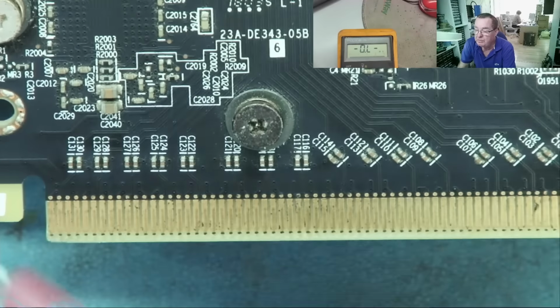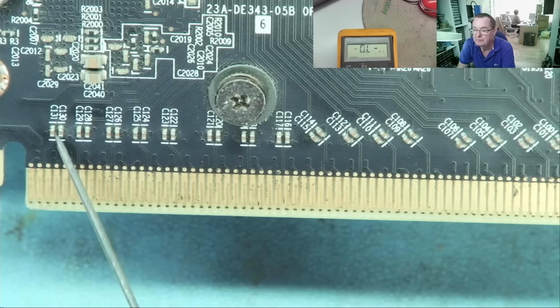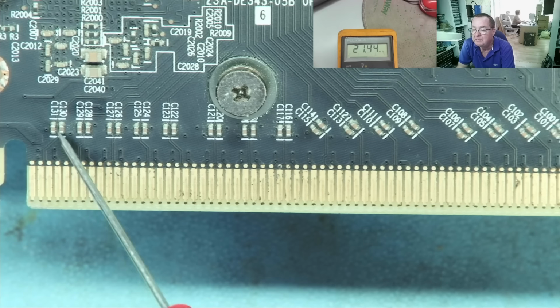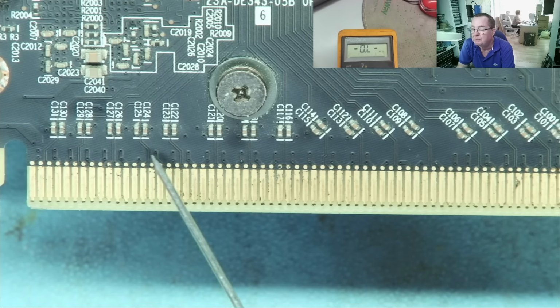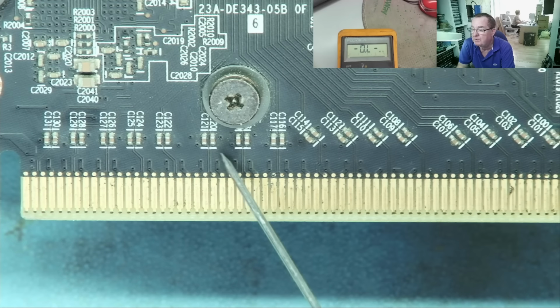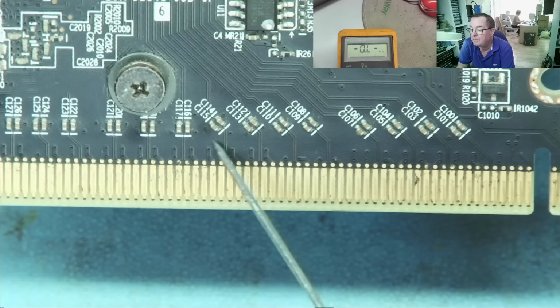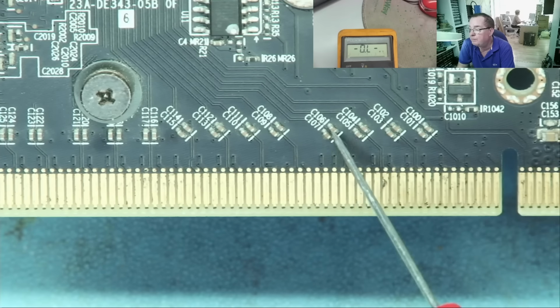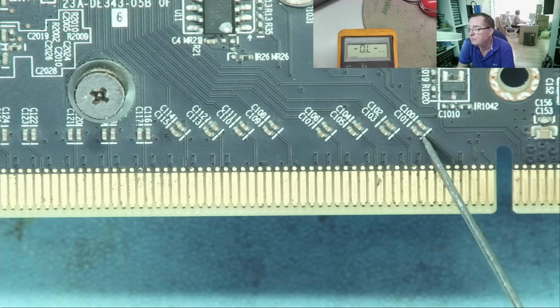Now on this side we have capacitors. Can you see there? So the lane goes to the capacitor, this is lane 16, 15, 14, 13, 12. I'll just count them. In fact, you can count the capacitors: 16, 15, 14, 13, 12, 11, 10, 9, 8, 7, 6, 5, 4, 3, 2, 1.